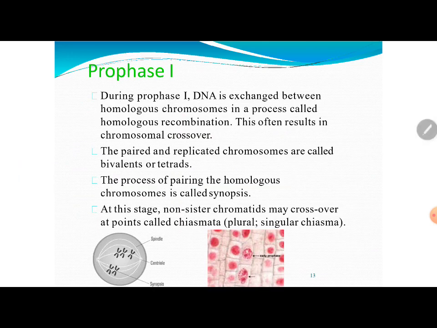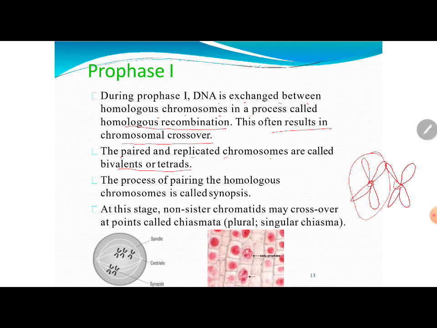During prophase 1, DNA is exchanged between homologous chromosomes in a process called homologous recombination. This often results in chromosomal crossover. The paired and replicated chromosomes are called bivalents or tetrads. See the chromosomes like this: a centromere. So they are called as either bivalent, because 2 arms, or tetrad, meaning 4 arms. So they are called as bivalents or tetrads.